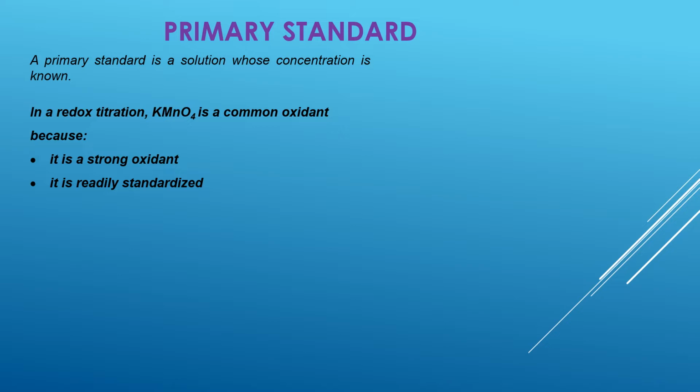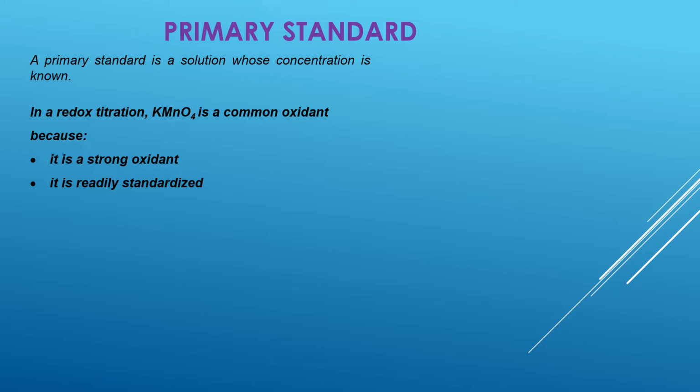So the standardizing agent that is used to standardize potassium permanganate is oxalic acid. Now, if oxalic acid is not used to standardize potassium permanganate, what will happen is that potassium permanganate, since it is a strong oxidant, will greatly get reduced by sulfur dioxide in the air. So to prevent that from happening, oxalic acid is often used to react with it.